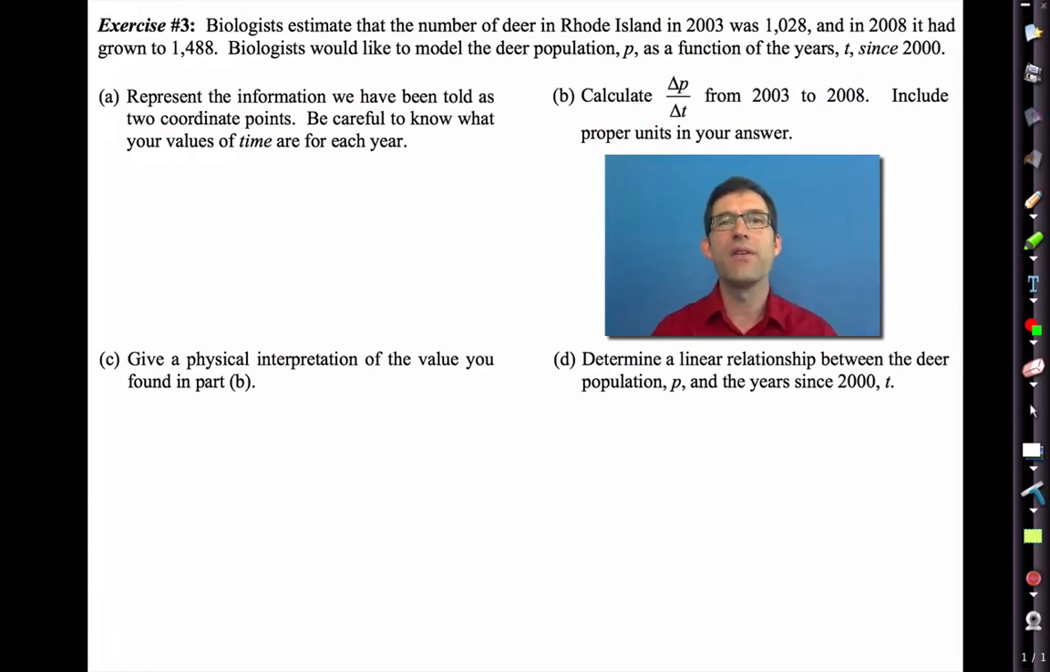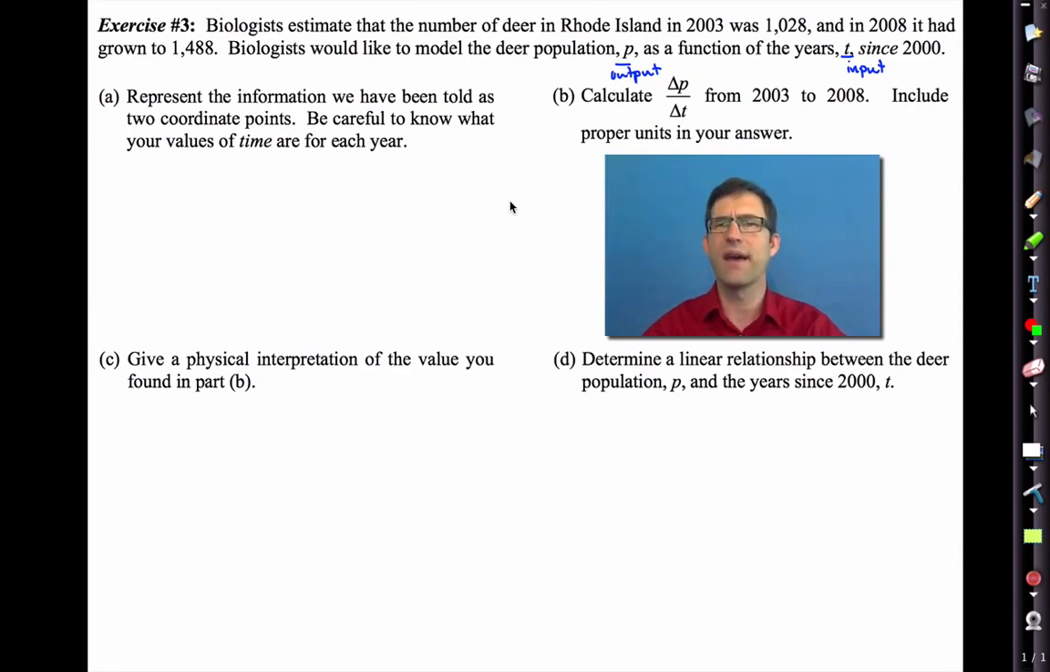Biologists would like to model the deer population P as a function of the years T since 2000. So in other words, this is my output, and this is my input. First thing we're asked to do is represent the information that we've been told as 2 coordinate points. Be careful to know what your values of time are for each year.